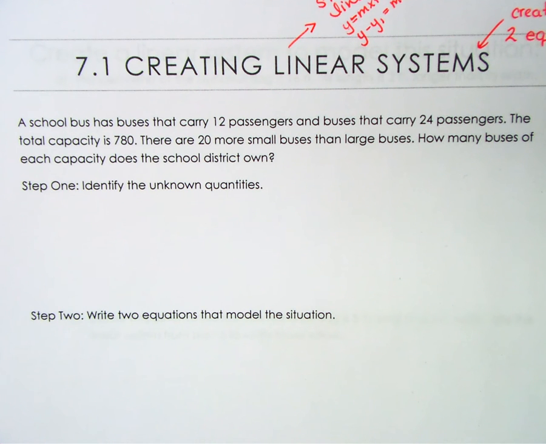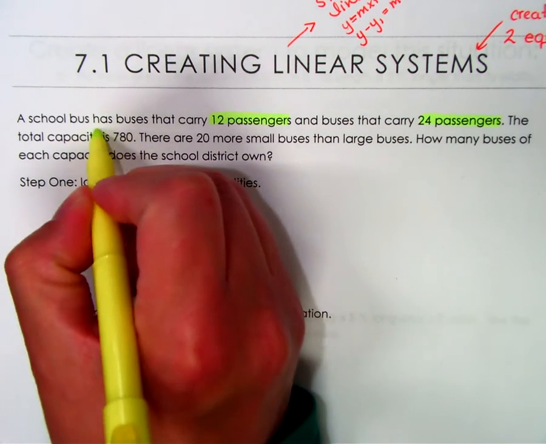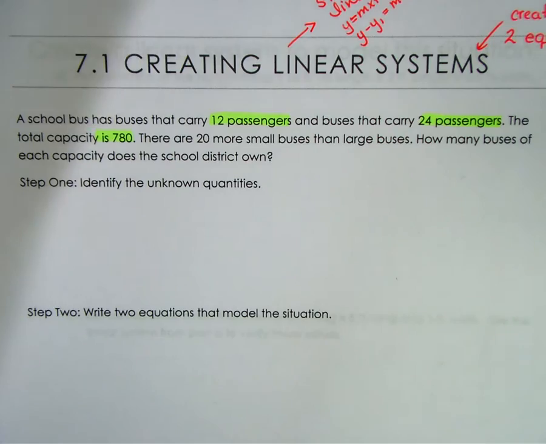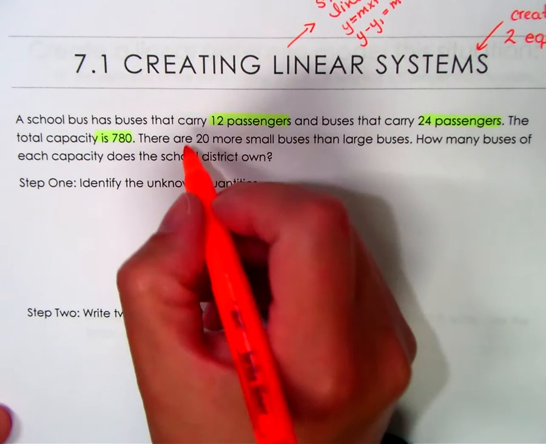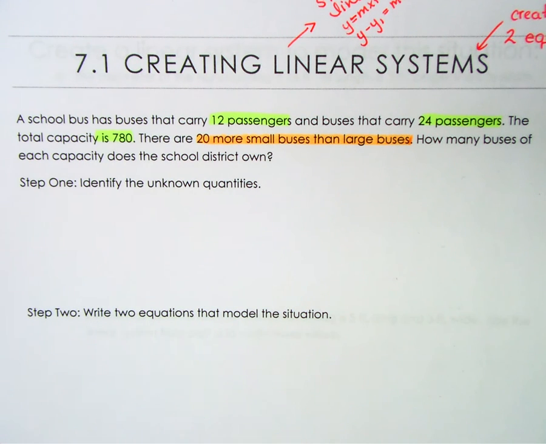Got it? Easy, right? So we've got an equation about passengers, and usually they're broken down into sentences when you're doing systems. One equation will be related to this information, and it's not always this way, but that's usually the way it goes. And then we've got this, there are 20 more small buses than large buses. So those two different pieces of information are going to be my two different equations. My goal is to create two equations based on the information given here.